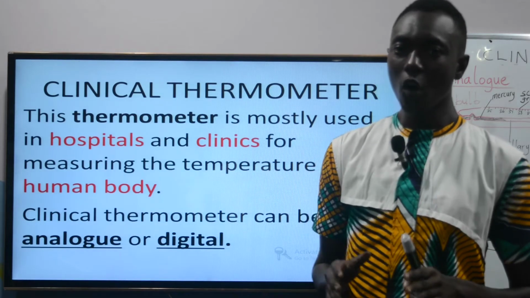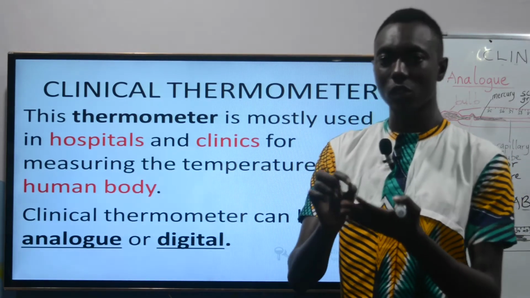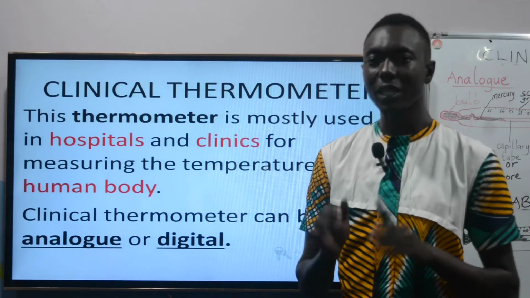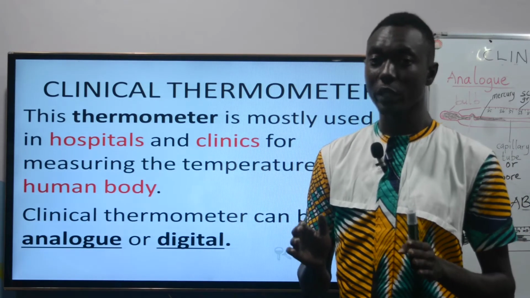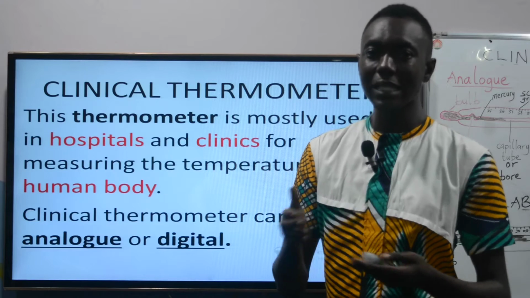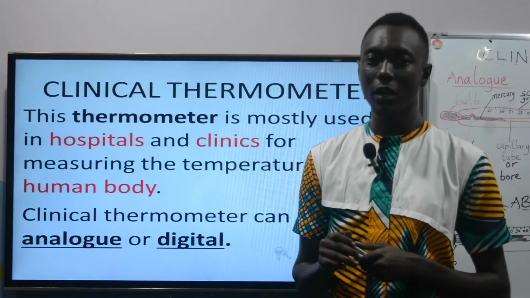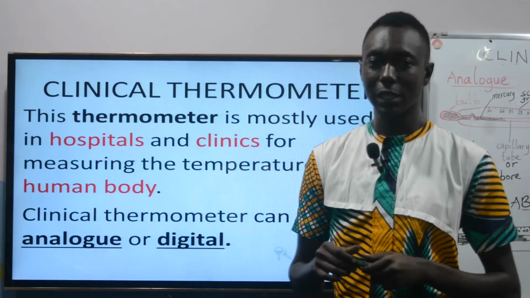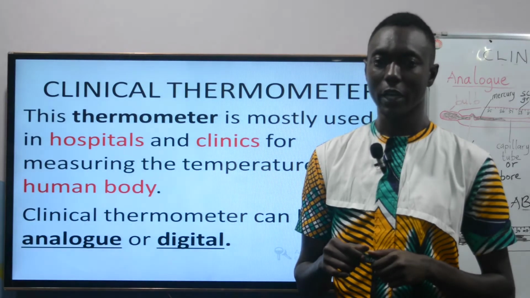Now, the analog has some scales on it, but the digital one is very easy to read because the reading appears directly on the screen of the thermometer. Okay?